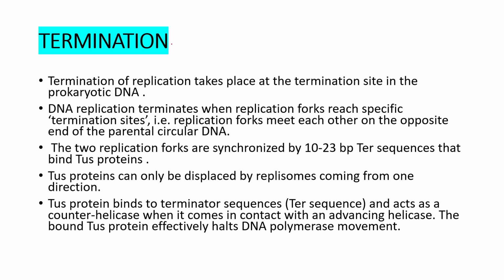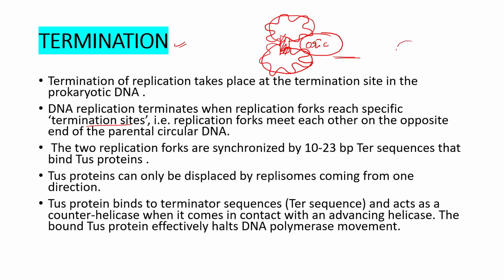So termination, what is termination? When the DNA replication is completed, we have got two strands. We are talking about circular DNA replication, and now we have already got two strands out of it. Now we need to terminate this replication, starting from the ori site. Termination of replication takes place at the termination site in the prokaryotic DNA. DNA replication terminates when replication forks reach specific termination sites.